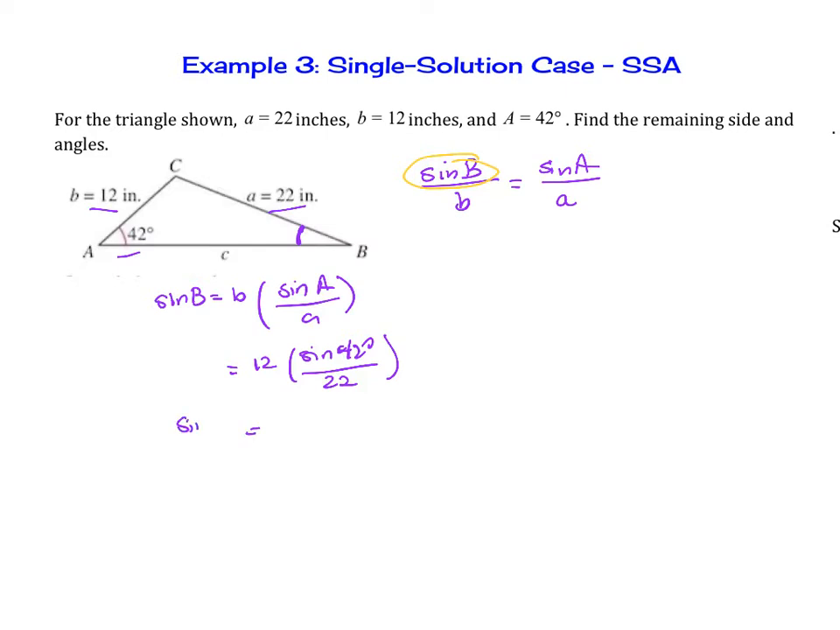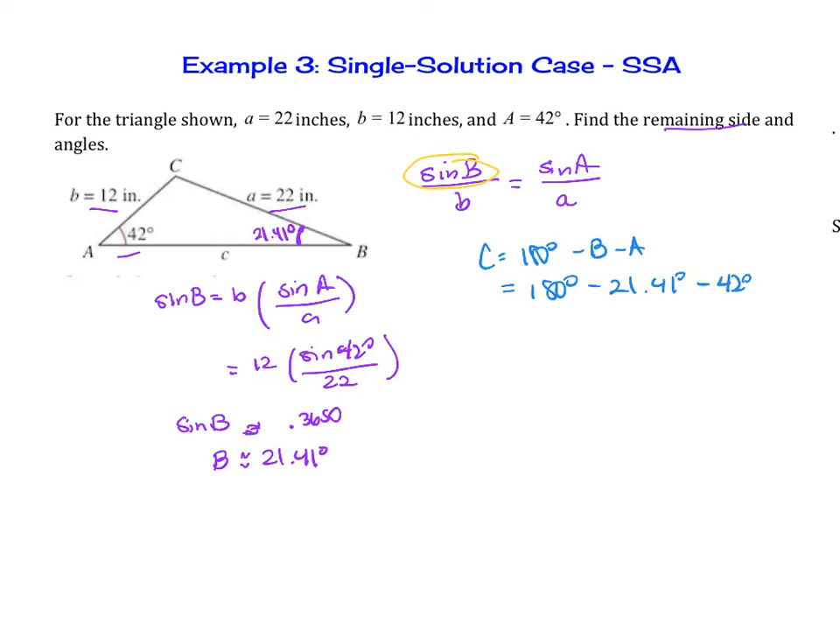We plug it into our calculator. When you do that, you find that sine of B is approximately 0.3650. Then you use the inverse sine to find the angle, and you find that the angle B is 21.41 degrees. Okay, so we're trying to find the remaining sides and angles. We found B, now we need to find C. To find C, you just take 180 minus B minus A, so 180 degrees minus 21.41 degrees minus 42 degrees.